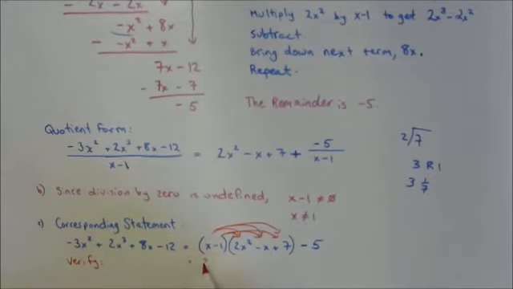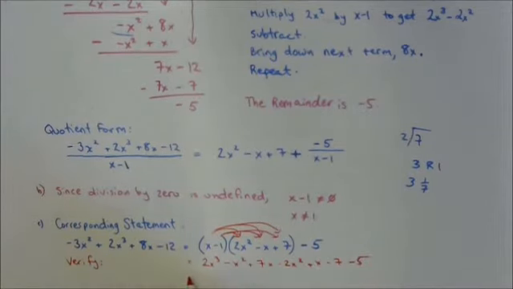X times 2x squared is 2x cubed. X times negative x is negative x squared. X times 7 is positive 7x. And then I can work on my next term from the binomial getting distributed to all the terms of the trinomial. Basically it's -1, so it's just going to flip the sign of each of these. So you've got negative 2x squared plus x minus 7, and then you have your remainder, -5 at the end.